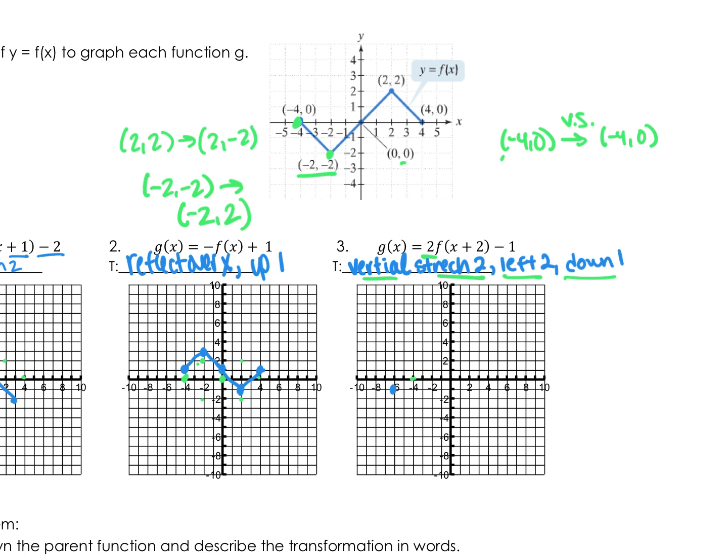So now let's take the point -2, -2. When I do a vertical stretch on this, I'm going to multiply the y value by 2, because it's a vertical stretch of 2. So that will be -4. So I'll go over to -2, -4. But then I still need to move left 2 and down 1.